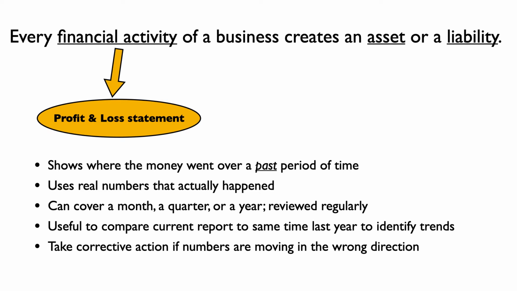The profit and loss statement shows where the money went over a past period of time. Therefore, it uses real numbers that actually happened. It's a look backwards in time. It can cover a month, a quarter, or a year, but should be reviewed regularly. And it's useful to compare the current report to the same time last year so that you can identify trends. And if you notice the numbers are moving in the wrong direction, you can take corrective action.